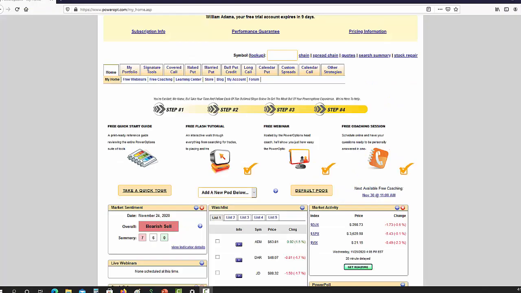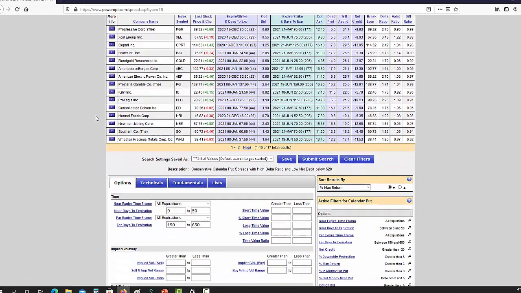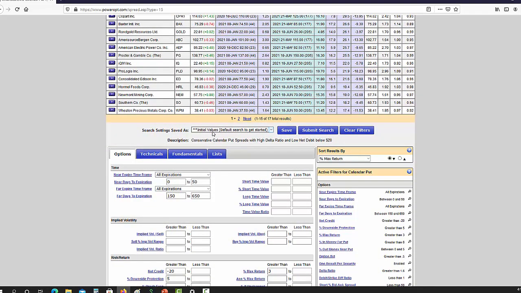All right, so here we are taking a look at the Power Options screen. And to go through the search criteria, we're simply going to go into calendar put, and we're going to go into search. Now right away, once I click on search, we're going to see the default calendar put positions that match our default criteria down below. You see here we have some default settings for the initial values. That's a good way to get started with a diagonal put spread.